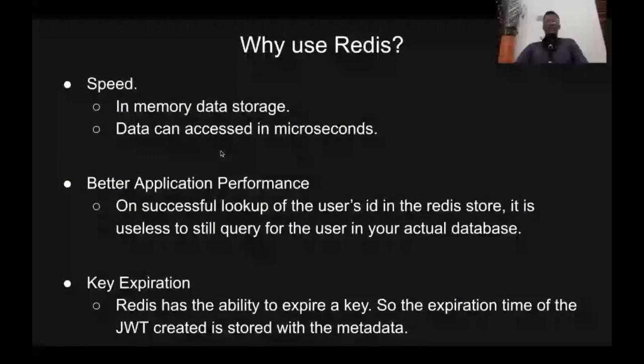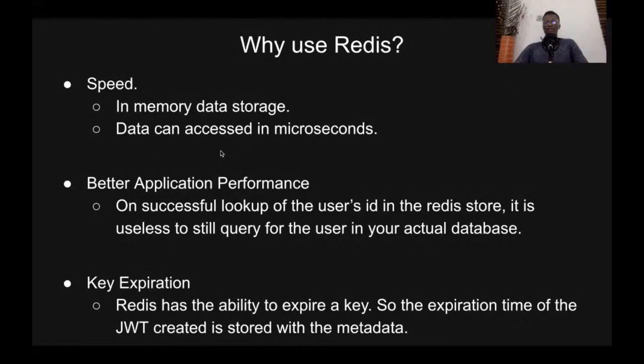Then the next one is better application performance. Let me give you this instance. If you're using, let's say, an opaque token in your application, so when an authenticated request is made, you might need to check that token against the user that made it in your Postgres database or your MongoDB or whatever you're using. The lookup time can be faster if you use Redis. If you just check the metadata in Redis, you can authenticate the user immediately. So our applications will be generally faster using Redis for checking if a user is valid or not.